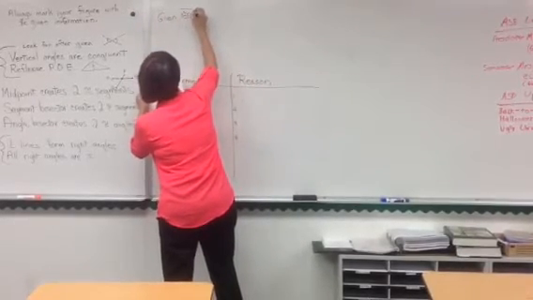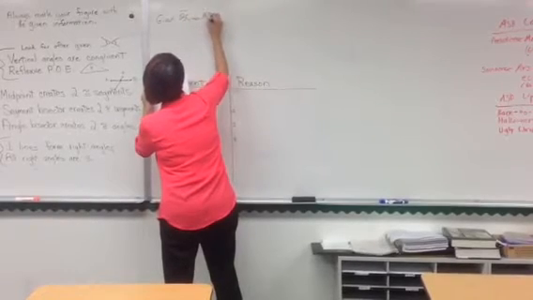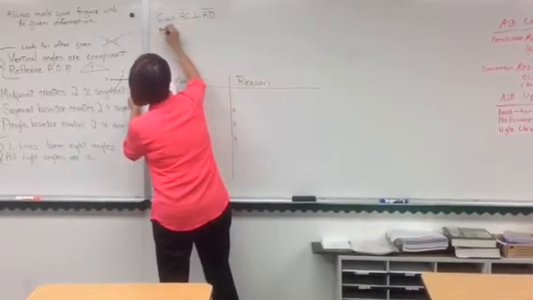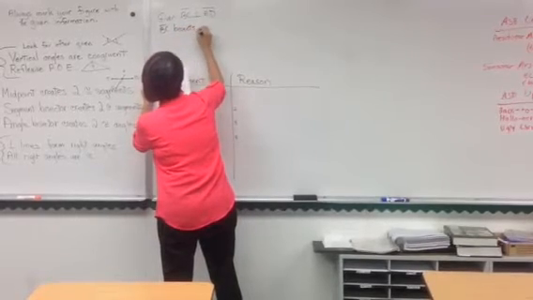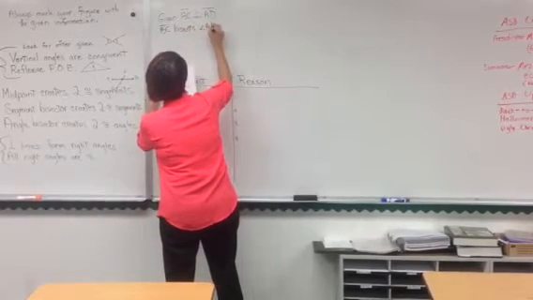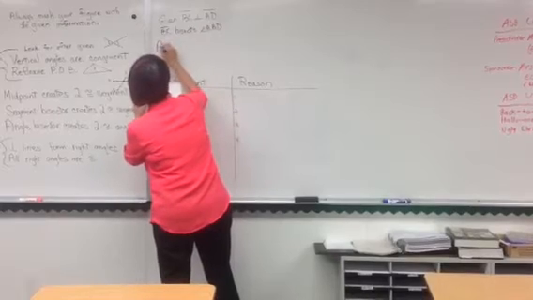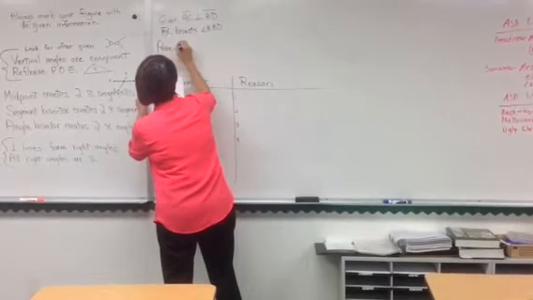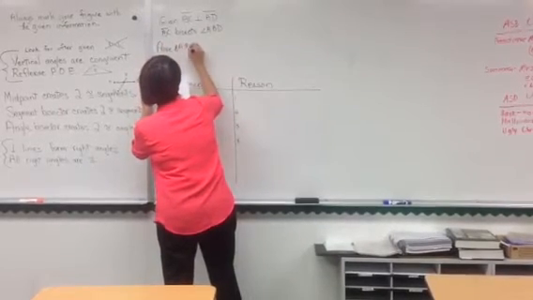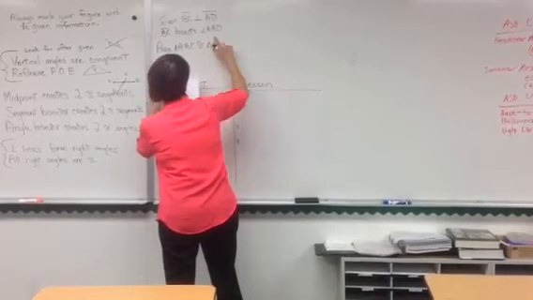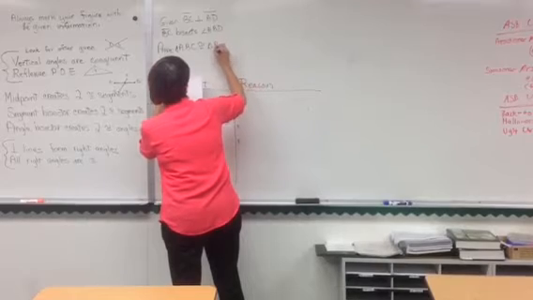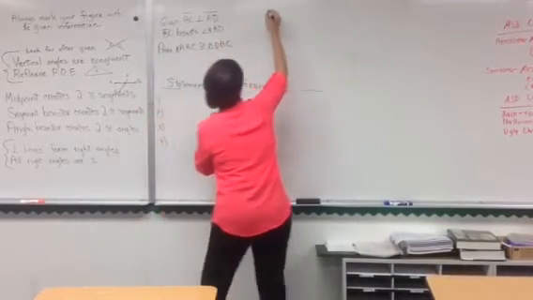Given BC is perpendicular to AD and that BC bisects angle ABD, prove triangle ABC is congruent to triangle DBC.